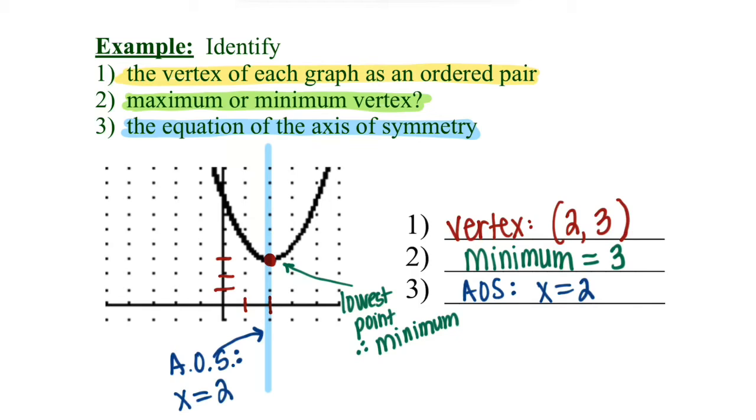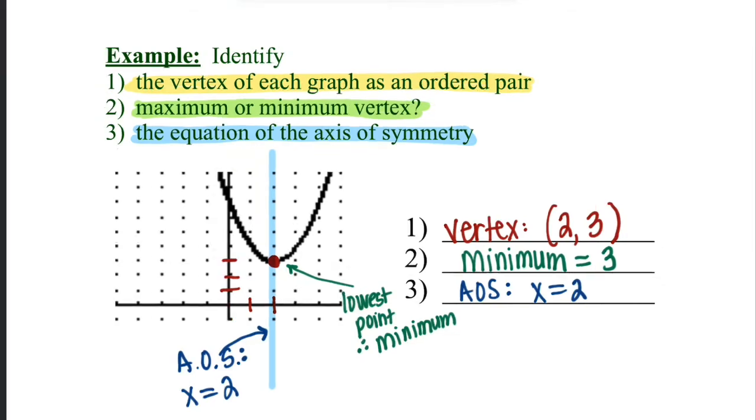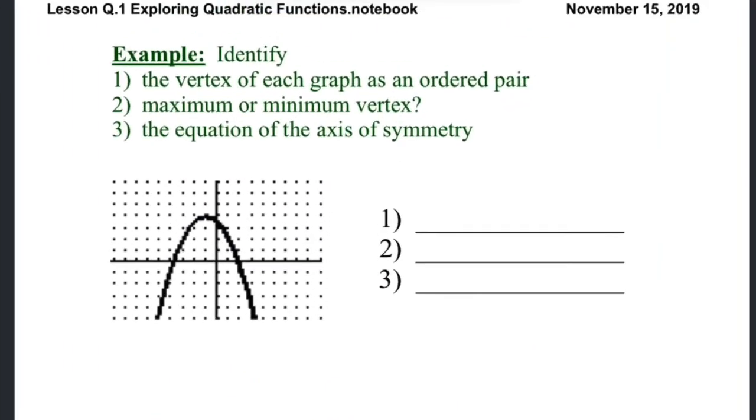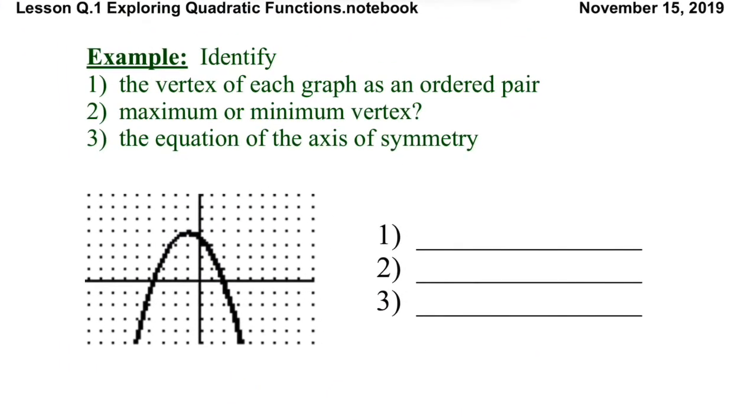And you can see where these values are coming from. If I look over to the right, it's all about that vertex. The vertex is 2, 3. The minimum is the y value of the vertex, and the axis of symmetry equation comes from the x value of the vertex. So let's try another one. This time we're going to have a parabola that's opening down. So it's reflected over the x-axis. The vertex is the first thing that we're going to find.